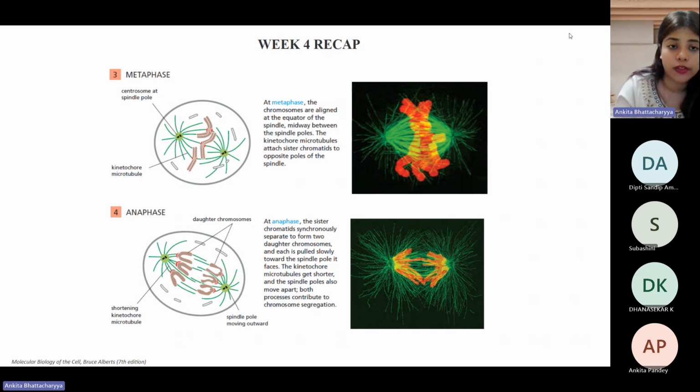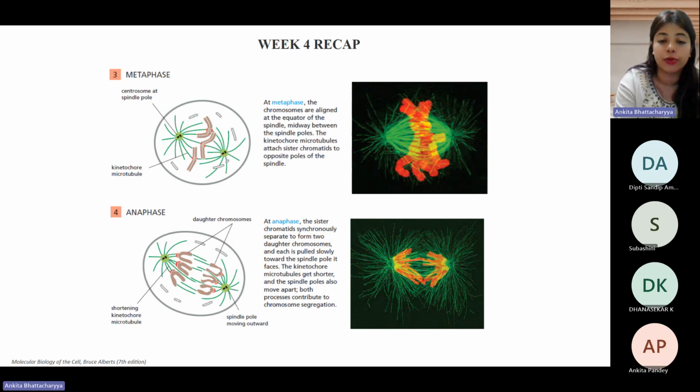So following that, the next phase, which is the fourth phase, and again one of the most crucial phases of the mitotic cell cycle, is the anaphase. After all of these cells had aligned during metaphase, the next step is to carry out the segregation of the two sister chromatids at two different mitotic spindles for subsequent separation into two cells. So the sister chromatids synchronously separate to form two daughter chromosomes, and each is pulled slowly towards the spindle pole that it is facing.